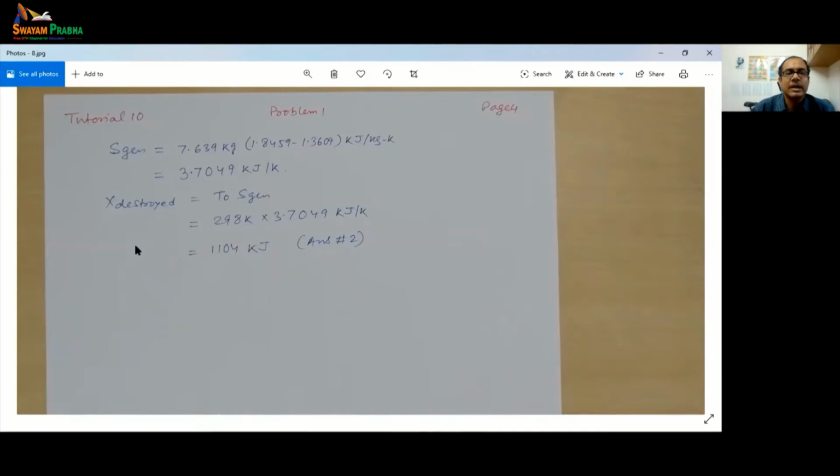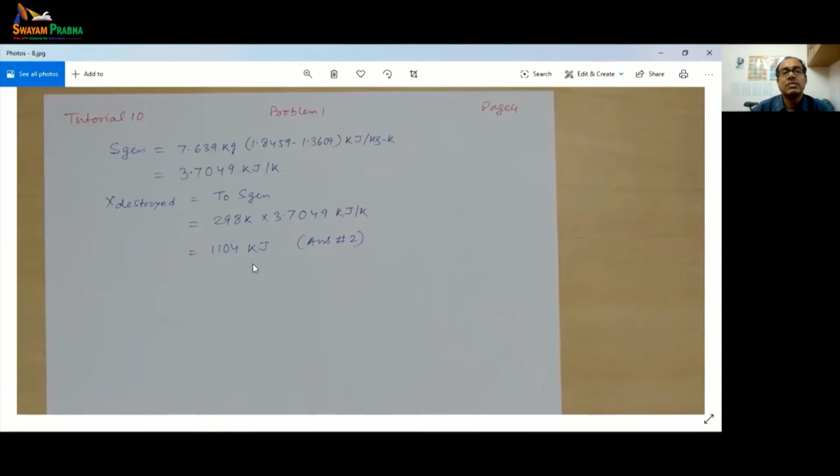Now exergy destroyed, as I told you, is straightforward. You just multiply this generated entropy value with the surrounding temperature, T naught. T naught is given to be 25 degrees centigrade, that means 298 Kelvin, and the amount you get is 1104 kilojoule. So you can imagine, out of 1400 we are losing 1100 odd kilojoules just as lost work potential.